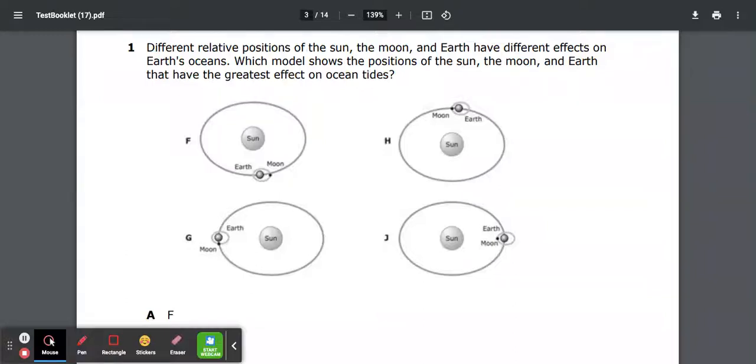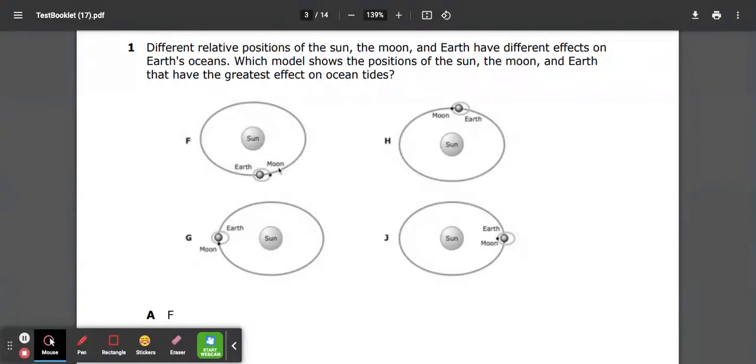All right, for question number one, it says different relative positions of the sun, the moon, and the earth have different effects on Earth's oceans. Which model shows the positions of the sun, the moon, and the earth that have the greatest effect on ocean tides? Well, we know that spring tides are when you have the greatest effect on ocean tides. So we know that spring tides occur during a new moon or a full moon when all of them are aligned.